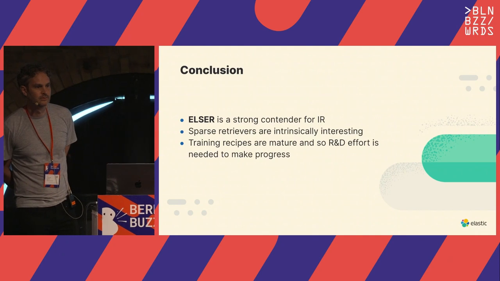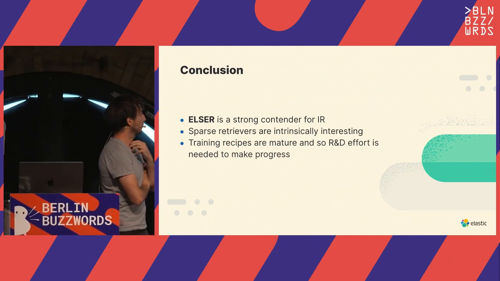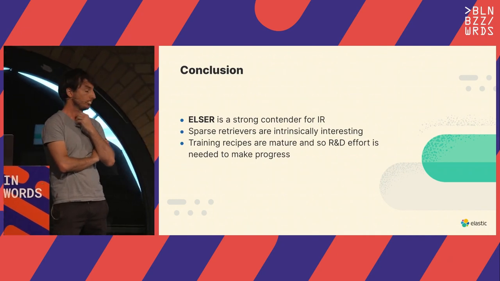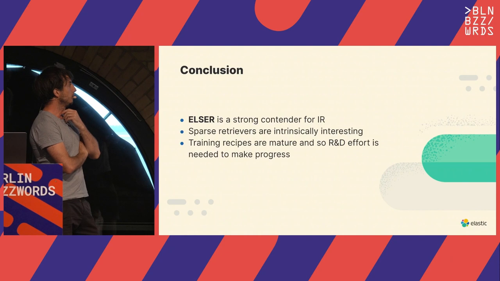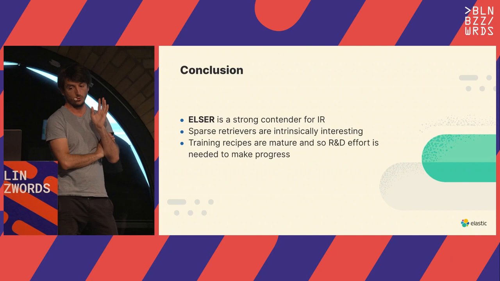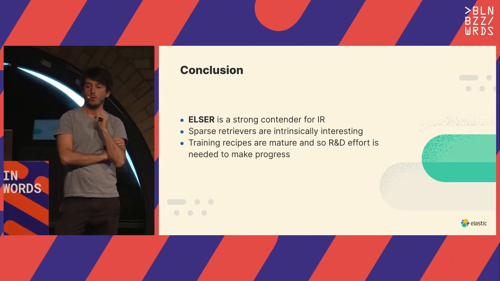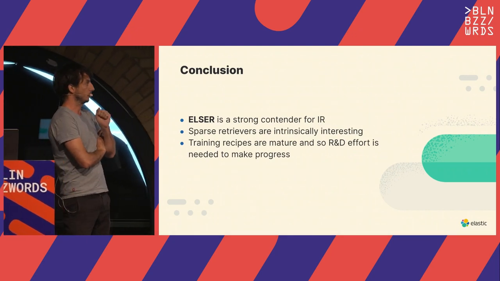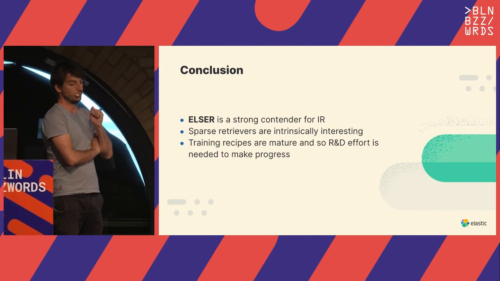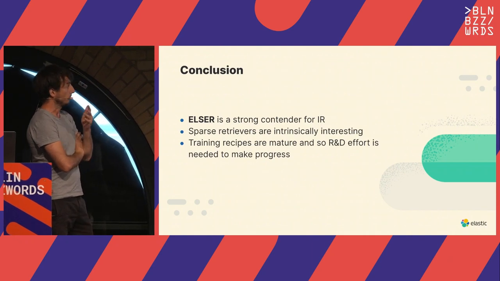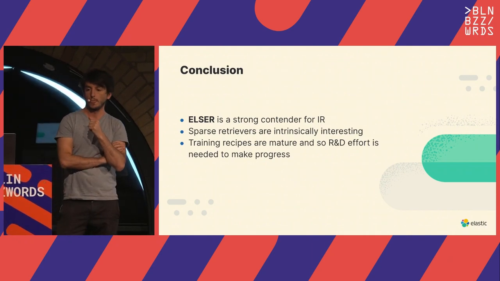So to conclude, as you've seen in those benchmarks, ELSA is a very strong contender for information retrieval. We really believe that those sparse retrievals are intrinsically interesting because of a few things, but they are very good already. One of the papers that inspired us, which is called SPLADE, is not even 2 years old, so there is probably a lot of work, a lot of improvement that could be done in the field.